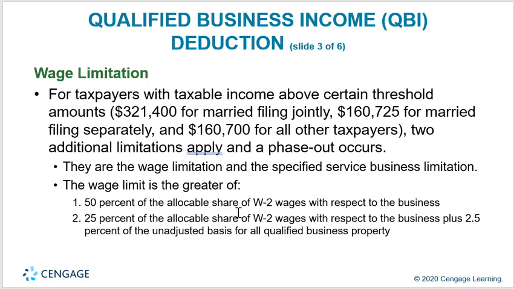Wage limitations for the QBI apply to taxpayers with taxable income above certain thresholds: $321,000 for married filing joint, $160,000 for married filing separately, and $160,700 for all other taxpayers. Two additional limitations apply, and a phase out occurs. They are the wage limitation and the specified service business limitation. The wage limitation is the greater of 50% of the allocable share of W-2 wages with respect to the business, or 25% of the allocable share of W-2 wages plus 2.5% of the unadjusted basis of all qualified business property.